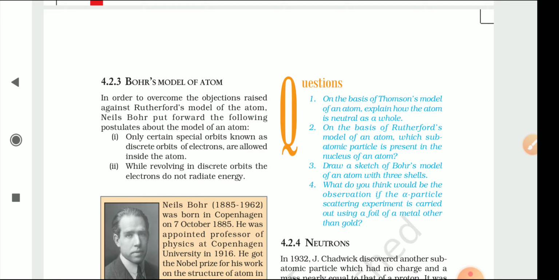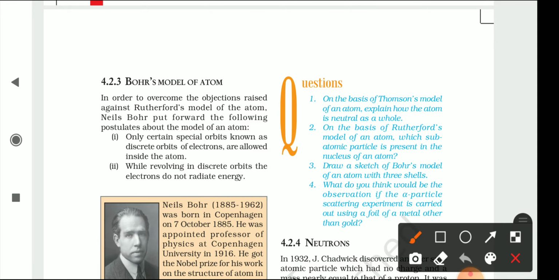What he said is that the electrons are revolving in particular orbits. It's not that the electrons revolve in all the orbits. They have special orbits in which they revolve, and whenever they are revolving around the nucleus, they are not liberating any kind of energy. Just suppose this is the nucleus and these are the orbits.